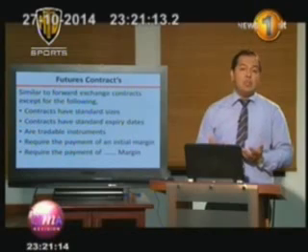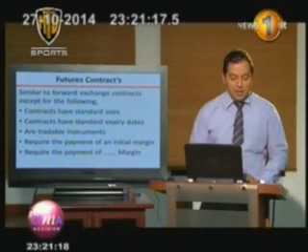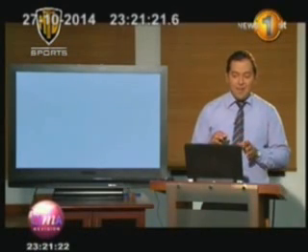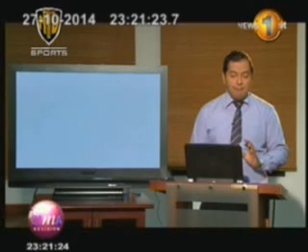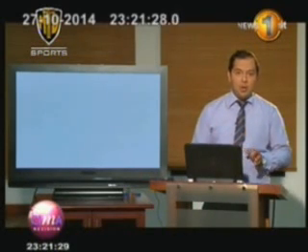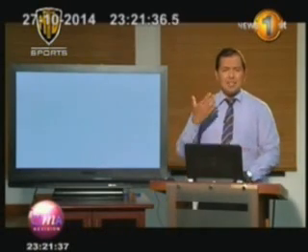Now, having given you a basic definition of what a futures contract is, I will now move on to the mechanics of a futures contract. How does a futures contract work? This is a relatively complicated area. What you need to remember is the exam will not test you on calculations relating to futures contracts. It has not been tested so far, so you don't need to worry about it too much. But let's look at how it works.